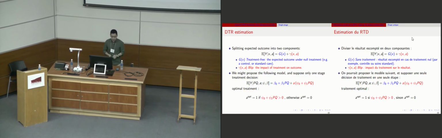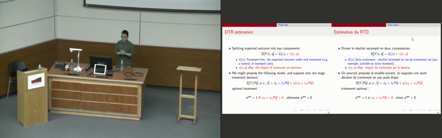For example, we consider this simple linear outcome regression model for smoking cessation. We have the main effect of PQ, which means plan to quit. We have the main effect of the treatment A with the parameter psi 0. And we have the interaction term between the treatment and plan to quit with the parameter psi 1. So the question is, what kind of individual treatment rule can we learn from this linear model?